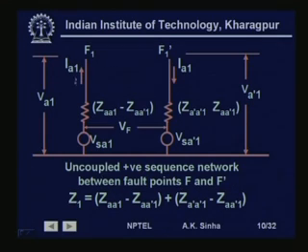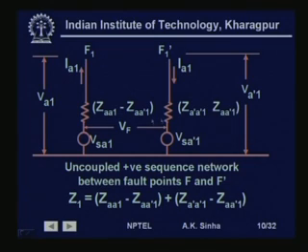Here we can say that the positive sequence current which flows through the network encounters the positive sequence impedance of the network. Then the positive sequence impedance Z1 can be seen as this impedance and this impedance in series, because IA1 is flowing through this and through the other parts of the network and comes out like this. So the current IA1 is seeing this impedance and this impedance in series.